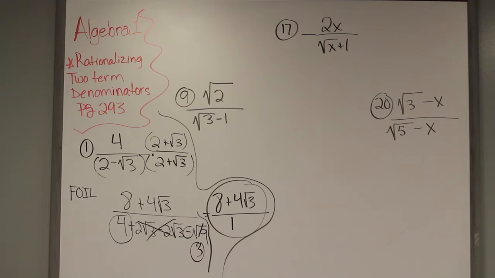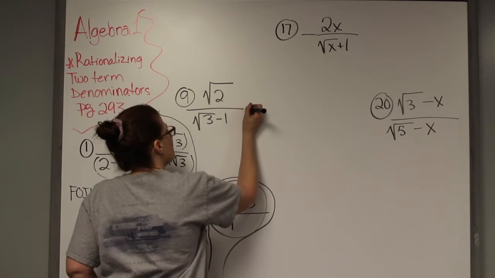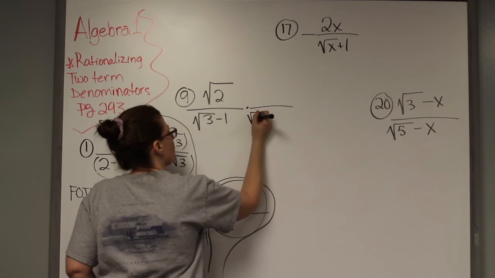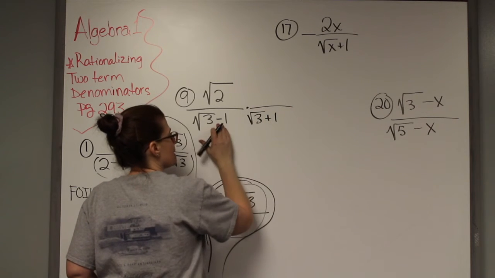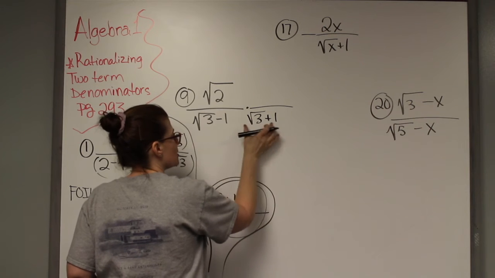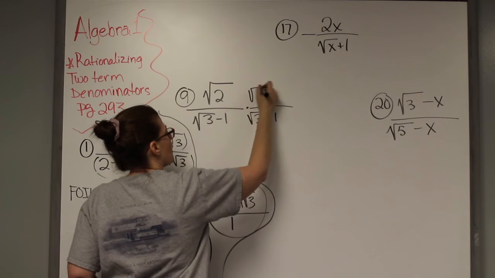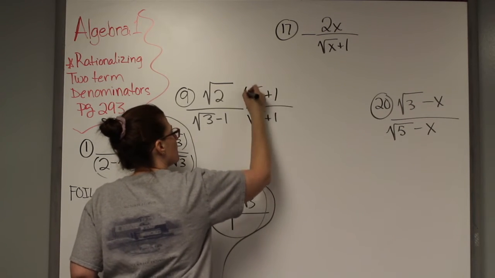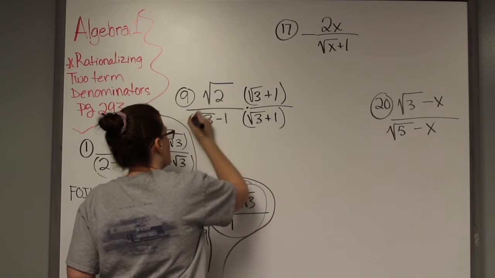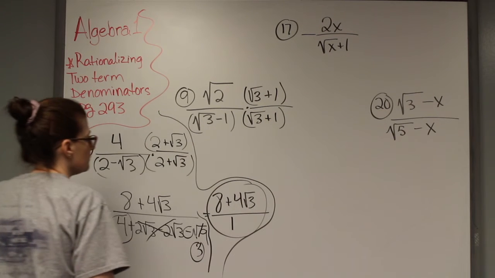On number 9, we have a radical on the top and the bottom. Again, it does not matter if that radical on the top disappears or not. Only the one on the bottom. So I got to multiply by the conjugate, which will be radical 3 plus 1, because that's a negative 1. So exact same thing, just a different sign there. And radical 3 plus 1. And we will FOIL again.